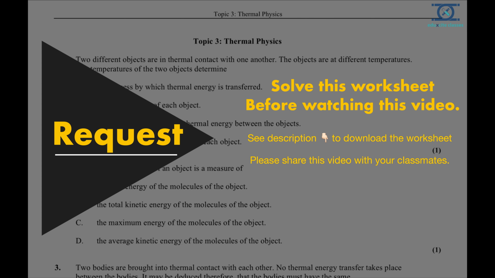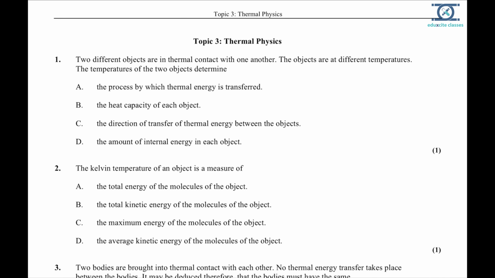So without wasting time, let us start with question number 1. Question number 1 says two different objects are in thermal contact with one another. The objects are at different temperatures. The temperature of the two objects determines what happens.